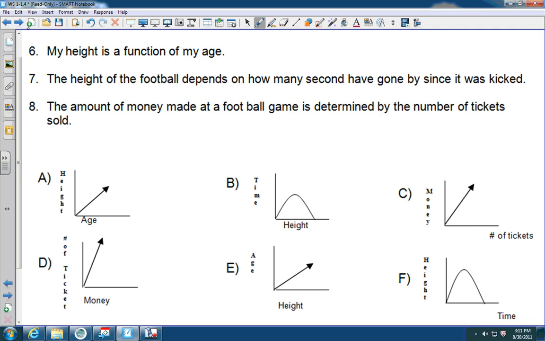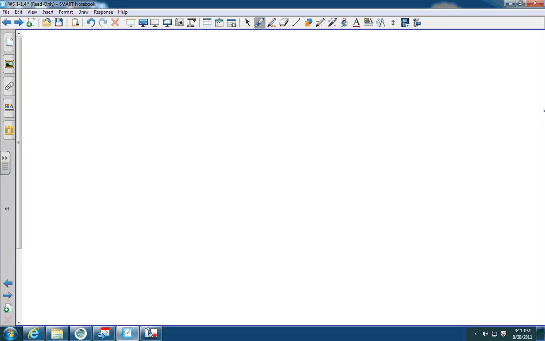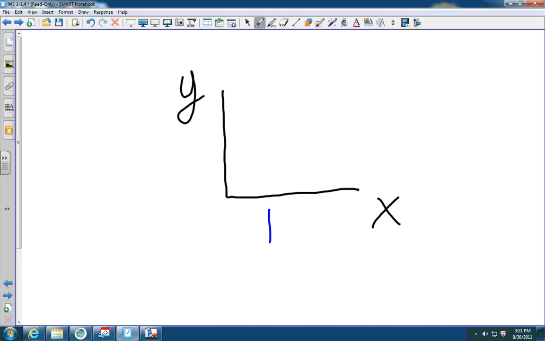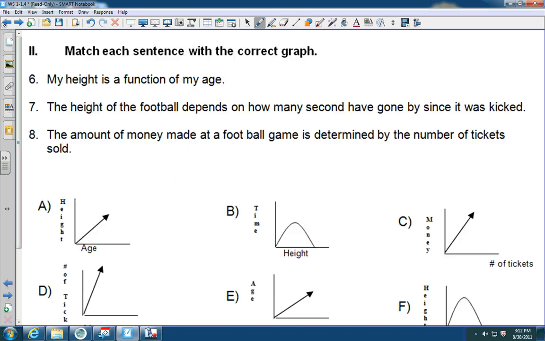Now, let's go here and talk about these notes real quick. Here's my graph. I've got X, then Y. You're going to put your independent on the X and your dependent on the Y. So make sure you have that written down. Let's go back here and let's look at this.